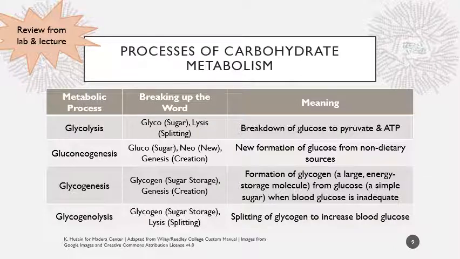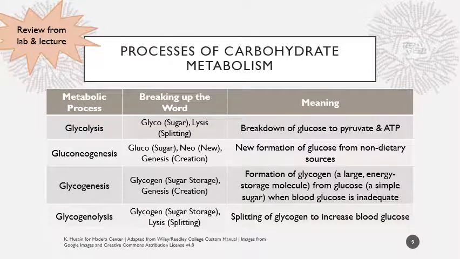Glycogenesis is glycogen genesis. So it's the creation of this sugar storage molecule of glycogen. So you're forming glycogen, a very large energy storage molecule, from these simpler sugars, from glucose, when, so that should actually say when blood glucose is adequate. So I will re-upload these slides and I'll fix it in a few different places. Sorry about that. So when blood glucose is adequate, when there's a lot of it, then you can start packing it away as glycogen. When blood glucose is inadequate is when you have glycogenolysis.